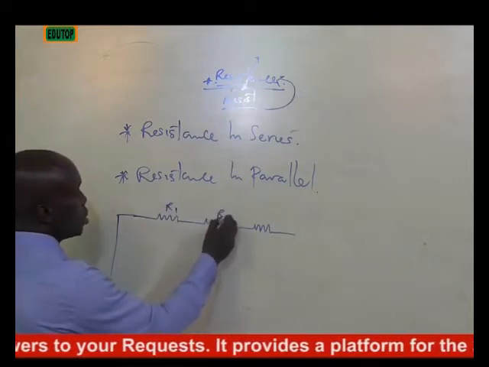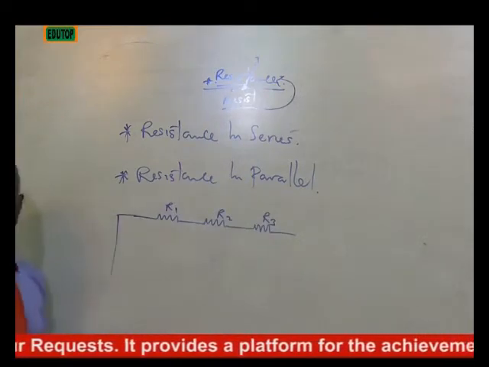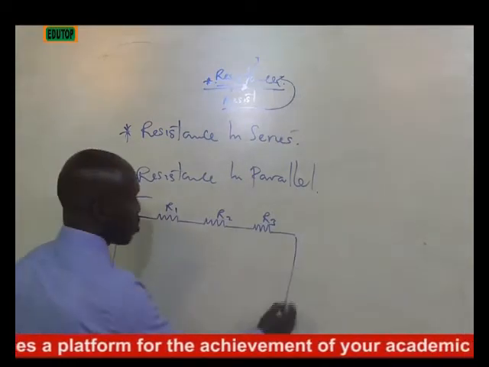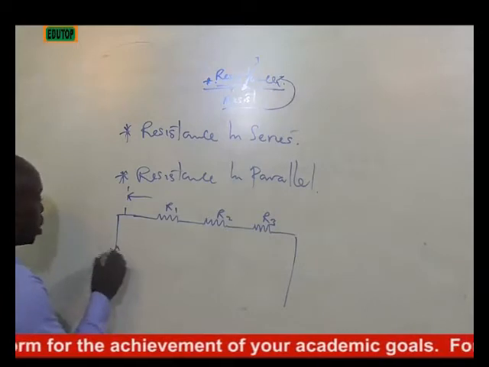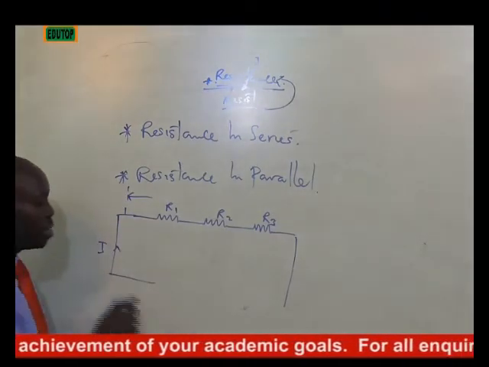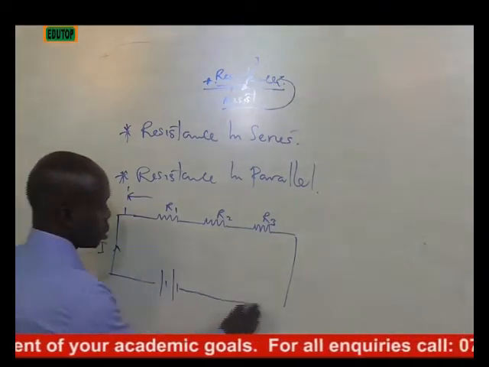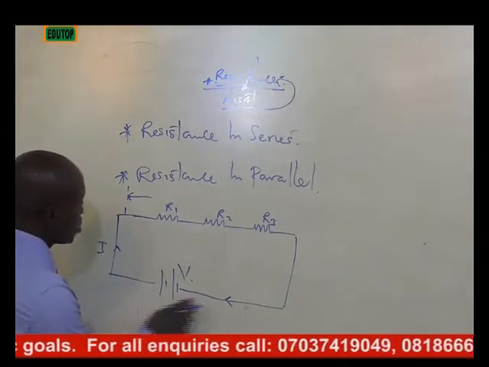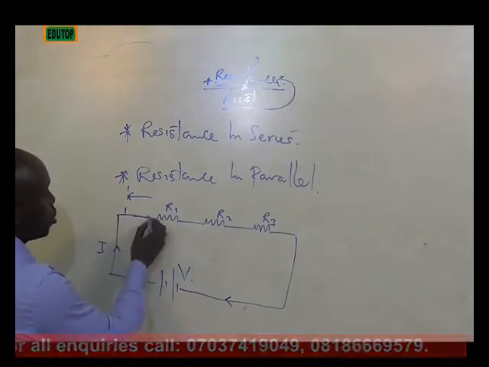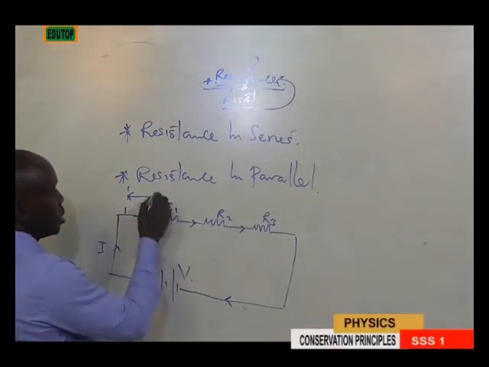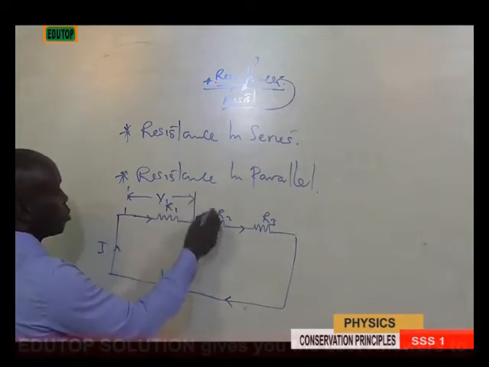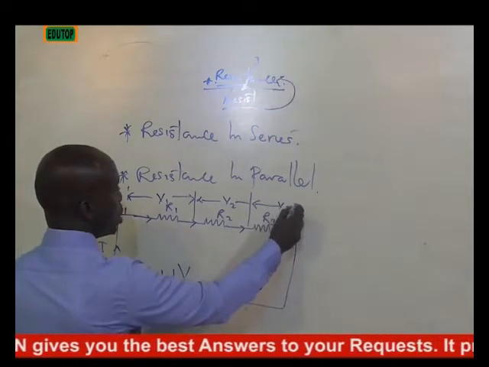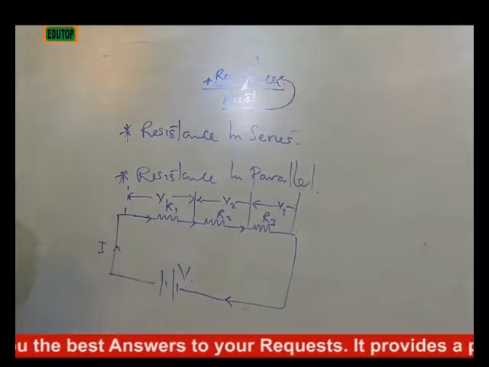This is your R1, this is your R2, and this is your R3. Now, mind you, this type of connection is what we call series connection, meaning that current is moving this way and it's going this way. Now, it passes through each resistance. This is V1, this is first voltage, this is V2, and this is your V3.